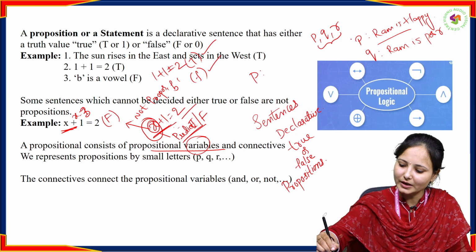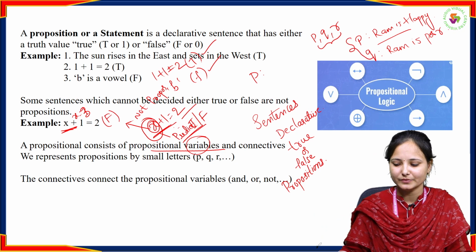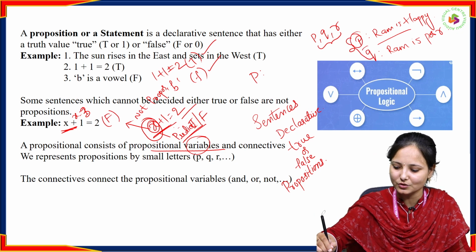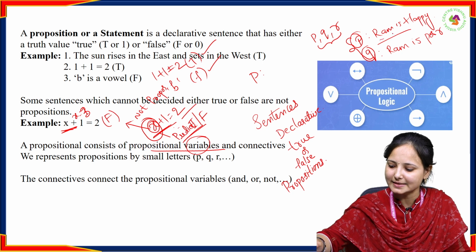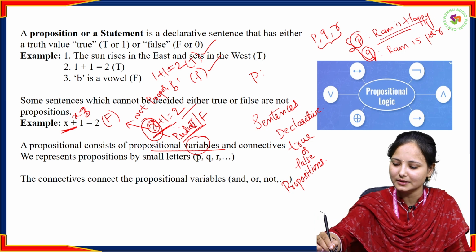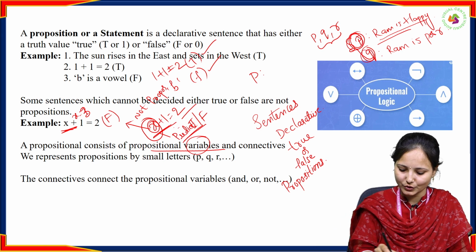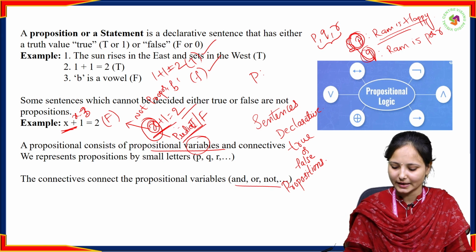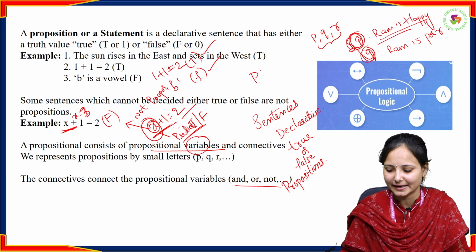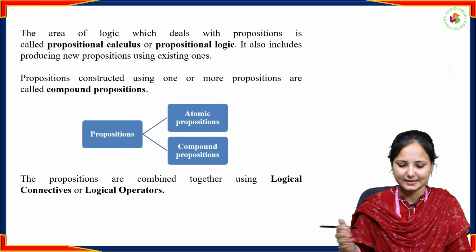Now, can we connect these statements? These are nothing but variables, I said. So, variables P, Q. When we assign some sentence to them, they become statements. So, we can combine these statements by using connectives. These connectives are and, or, not, implication. We have many. We'll see them in the coming session.